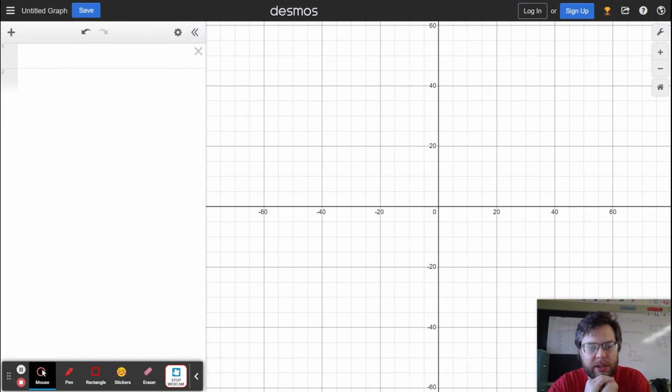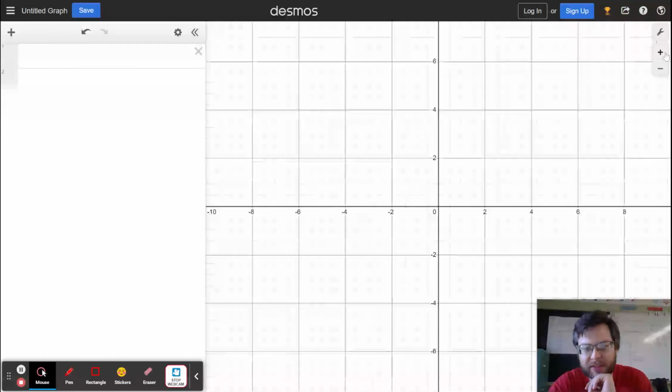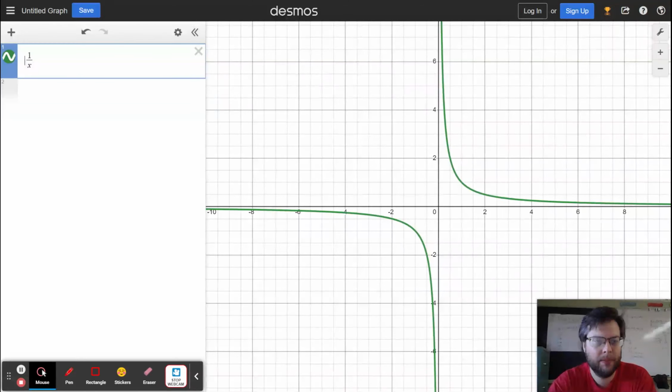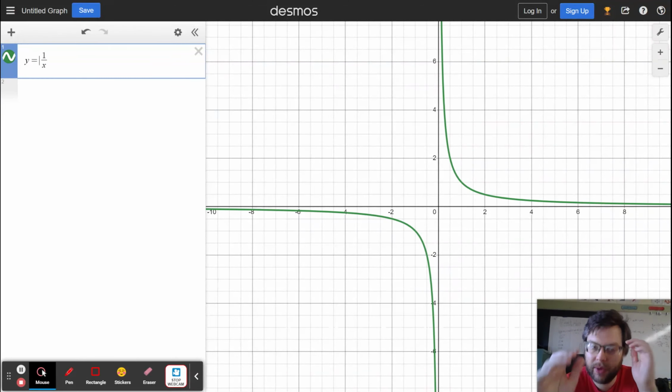All right, so we were working last class on graphs of rational functions, and it looked like it was pretty hard for all of you. So I want to make sure that we have some idea of what's going on and how you can identify the different features. So we got to start with our parent function, y equals 1 over x.